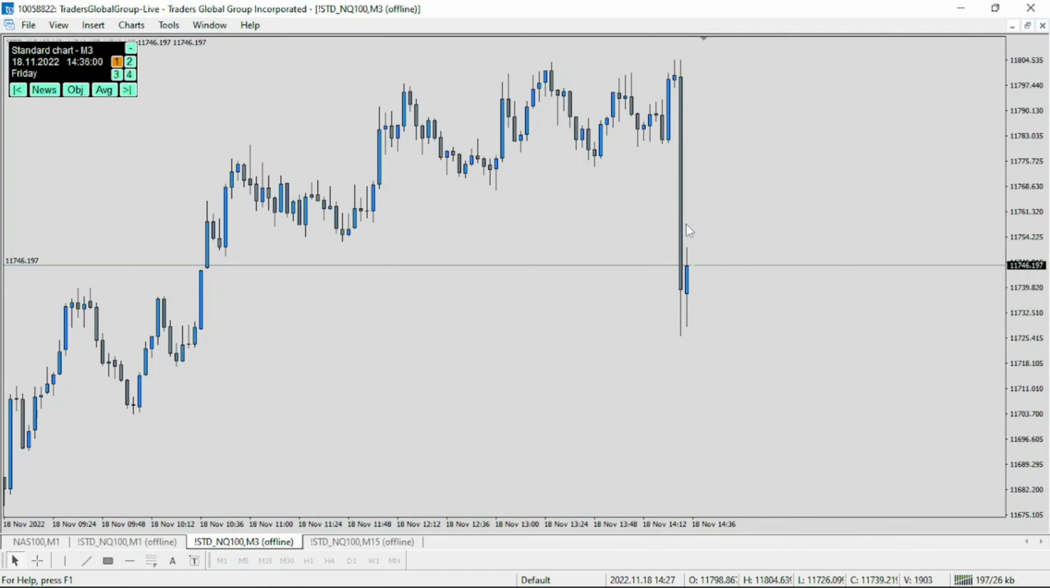And also you can see the displacement is just too wide, and if we're going to be taking this kind of a trade, our stop loss is also going to be wide as well, which will not give us a very good risk to reward management.